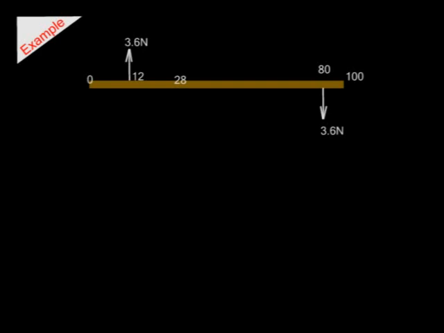Now, the moment due to the upward force, you can see that in the illustration on your screen. And again, notice the point about which both forces are acting is at the 28 centimeter mark. So from that point P to the first force, that is at the 12 centimeter mark, the distance is 16 centimeters or 0.16 meters. And from that point to the other force is 52 centimeters, that is 80 minus 28, which is equal to 0.52 meters.